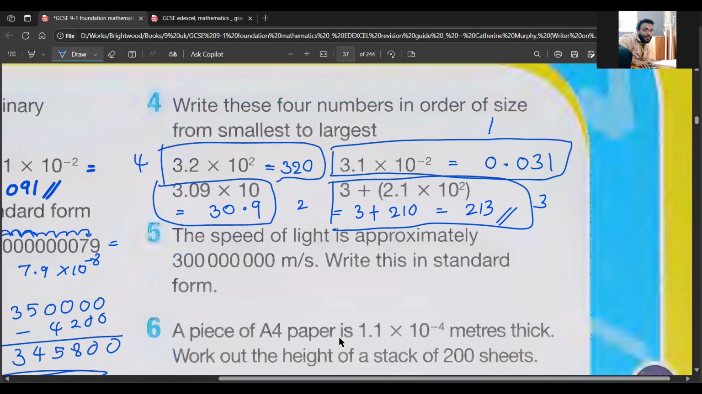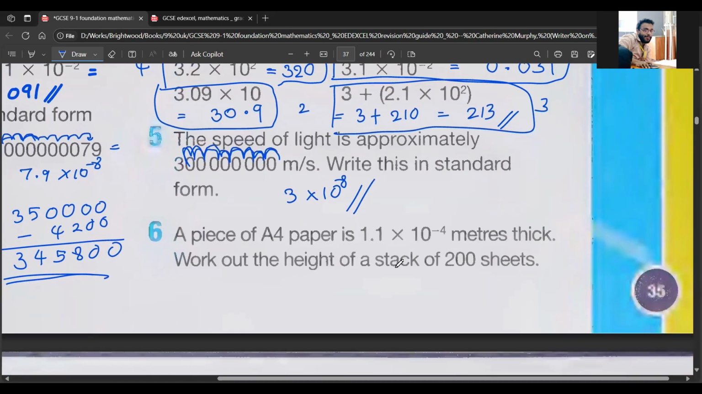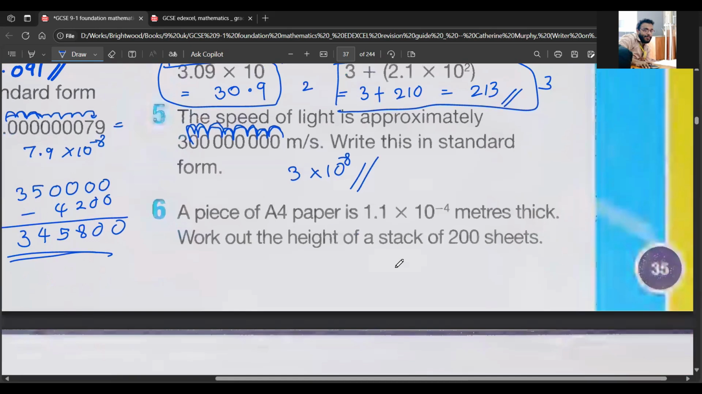Like that you can convert. Here they mention the speed of light. The approximation is like this. Write this in standard form, scientific notation. When you write in scientific notation, you have to move 1, 2, 3, 4, 5, 6, 7, 8, 8 times. So 3 into 10 to the power 8. Is that correct? Yes, 3 into 10 to the power 8. That's the speed of light.